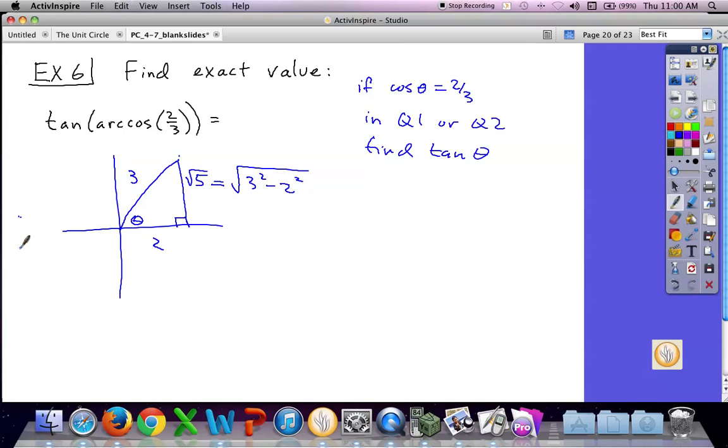Right. At that point, I've got all 3 sides on the triangle. I can answer the question, what's the tangent? Which is square root of 5 over 2.